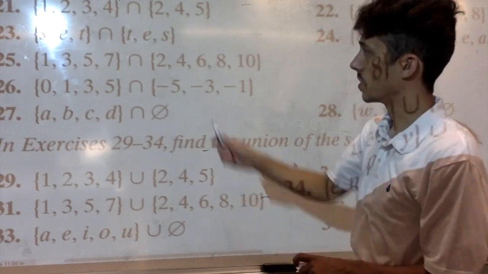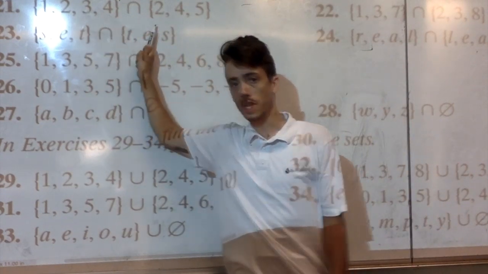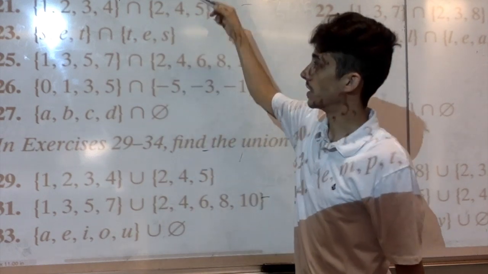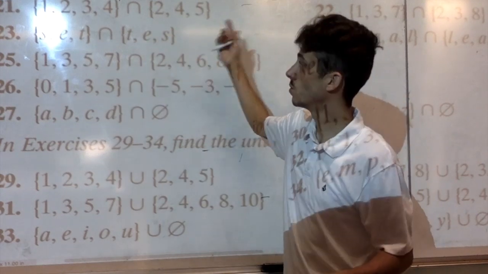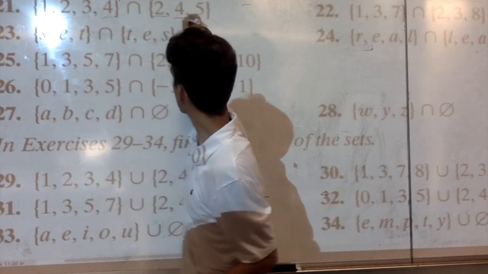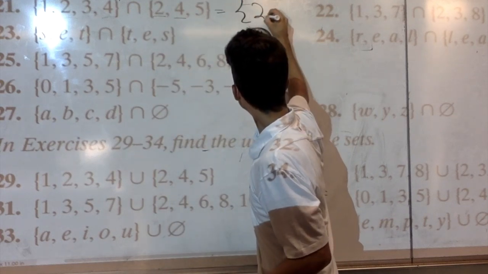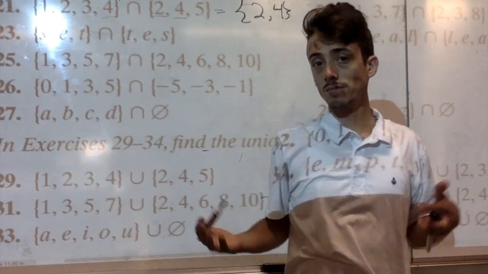So we have 21, where the first set has 1, 2, 3, and 4, and we're taking the intersection of 2, 4, and 5. So with the intersection, we're looking for what's common between those two sets. Well, I know that we have 2 here, 4 here, 2 here, 4 here. So this set simply just has 2 and 4, and that's it.